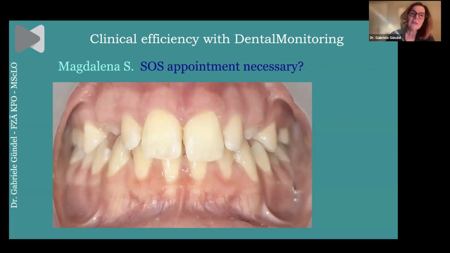Another very important piece of information: how many patients are calling you in the morning and saying, well, I don't know, I think there is something wrong with my appliance, but I cannot tell you what. So can I come this afternoon? And yes, of course, you will say, yes, come. We would like to have a look.